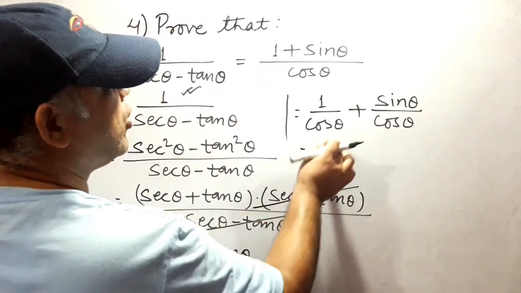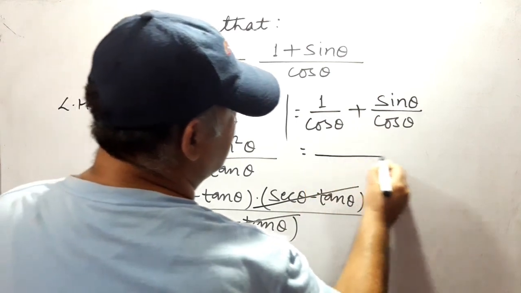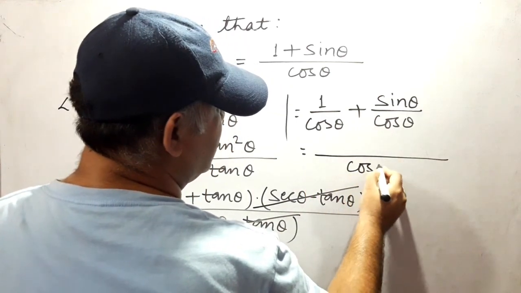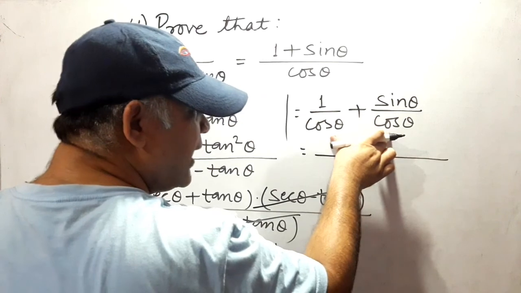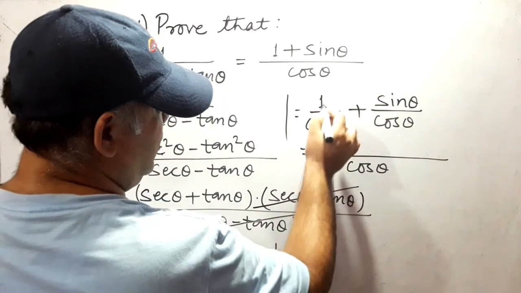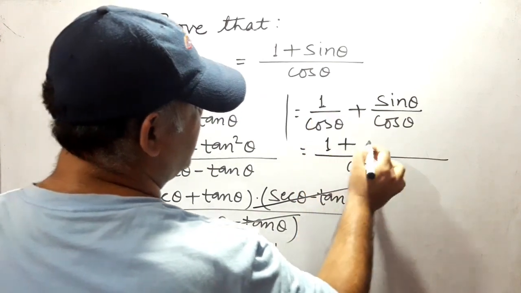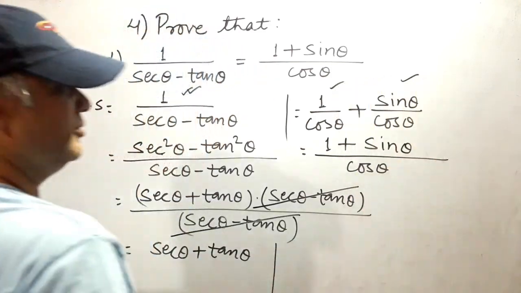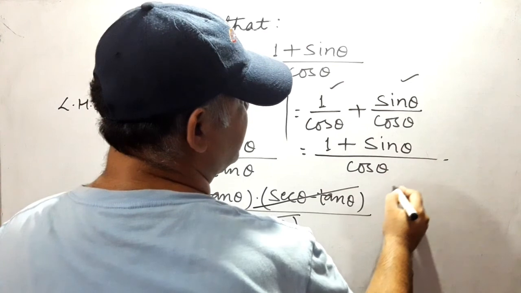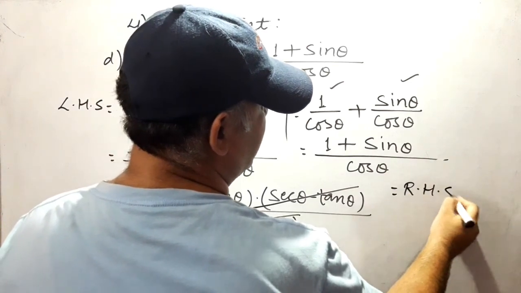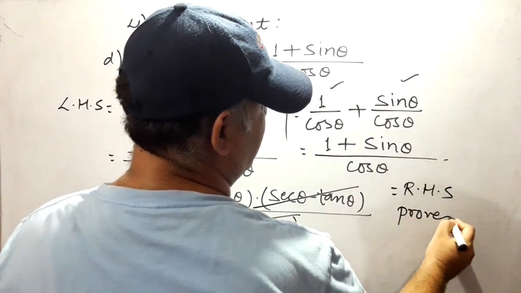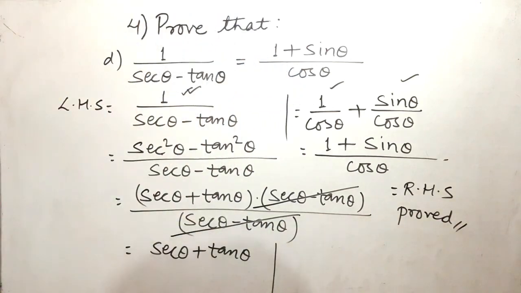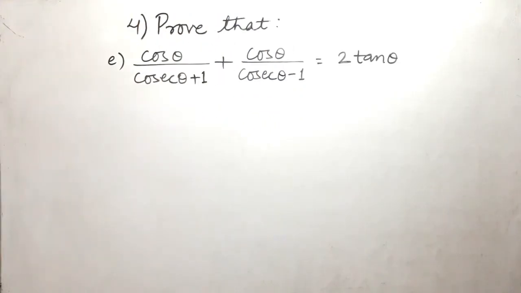Let's take the LCM of cos theta and cos theta. So it will be cos theta, the same denominator, so their LCM would be the same, 1 plus sin theta. We can write this numerator part as it is. So it's our right hand side. Let's see the next question.